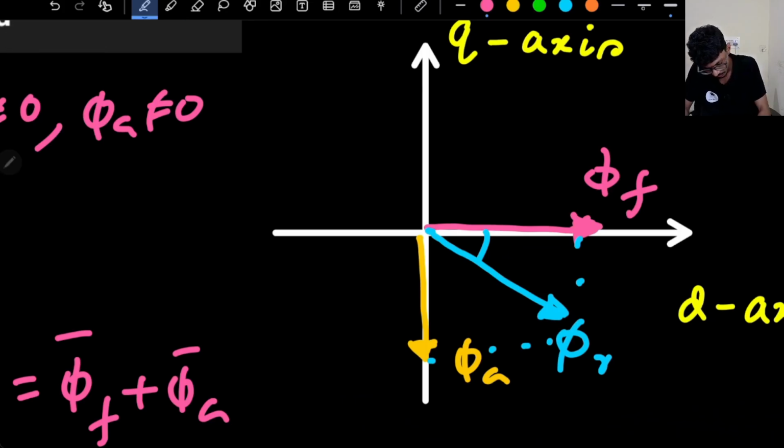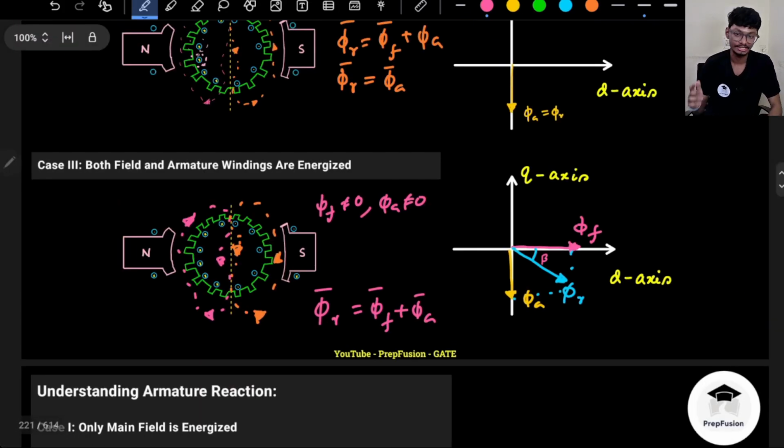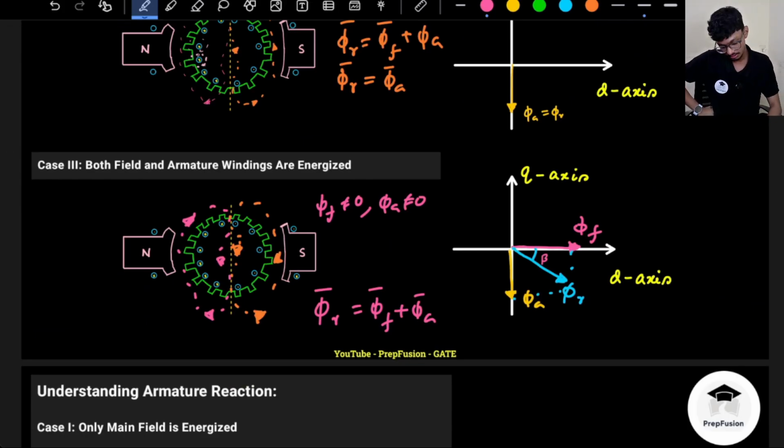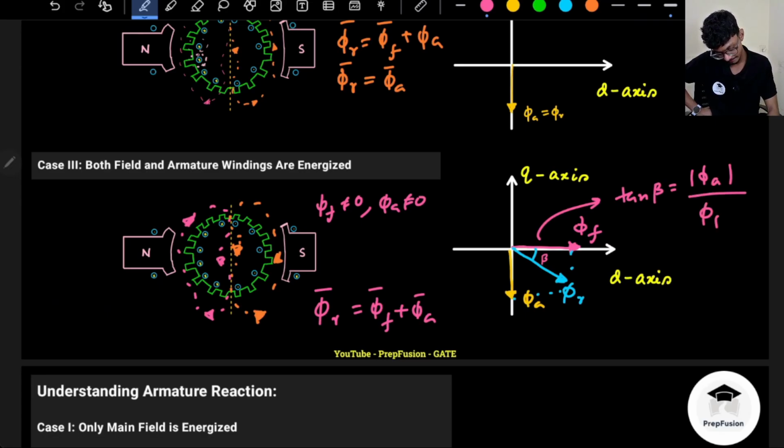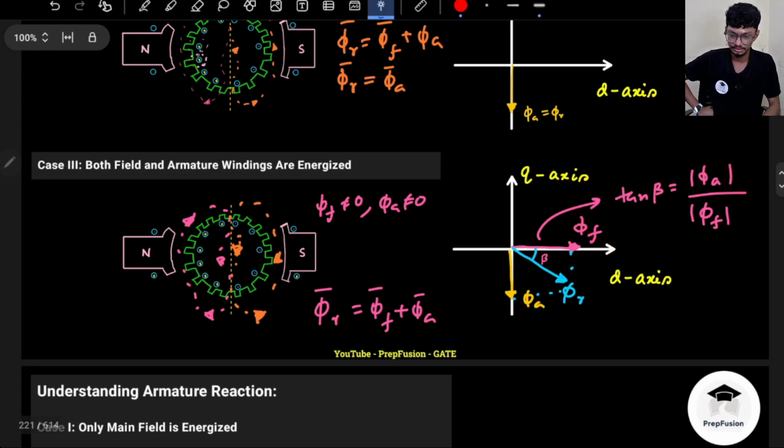Beta is basically the angle by which the resultant flux has been moved, because it should have been along the d axis only. So what is this beta value? With simple trigonometry, tan beta will be the perpendicular upon the base, that is the magnitude of phi a upon phi f. So this will be tan beta. Very important relationship. Phi f is the field flux, phi a is the armature flux. All these things you know already, right?